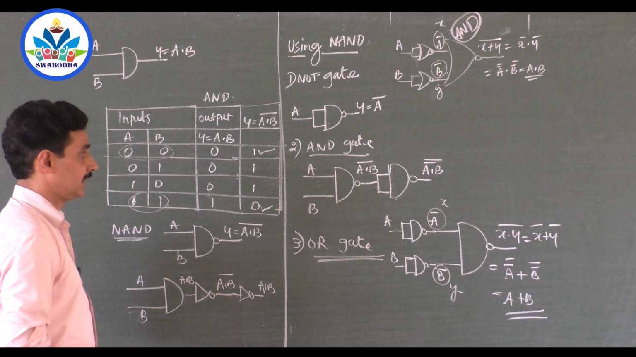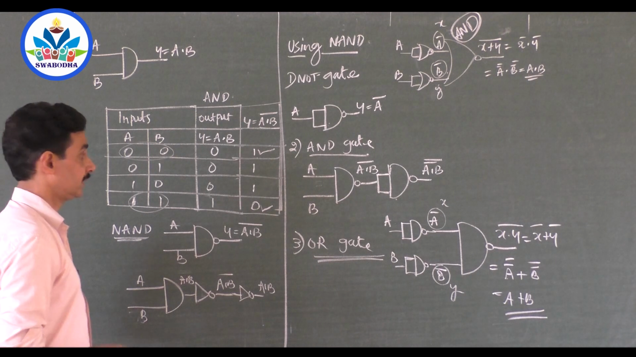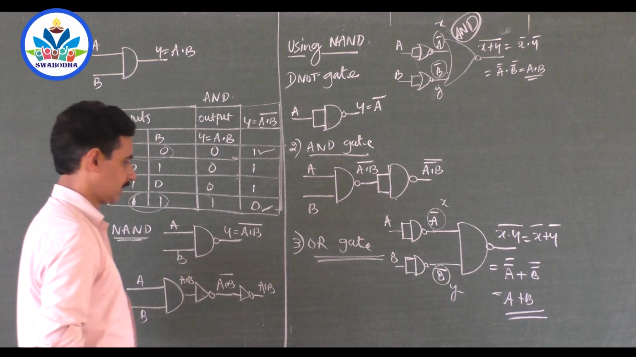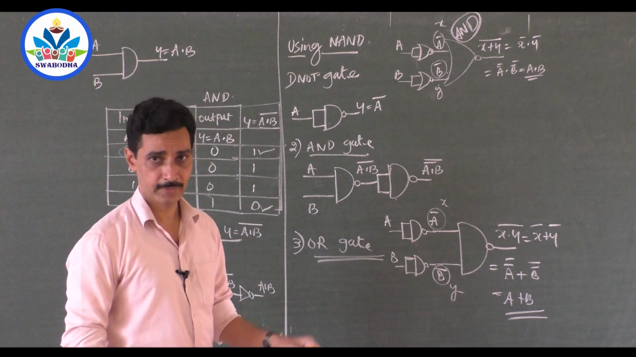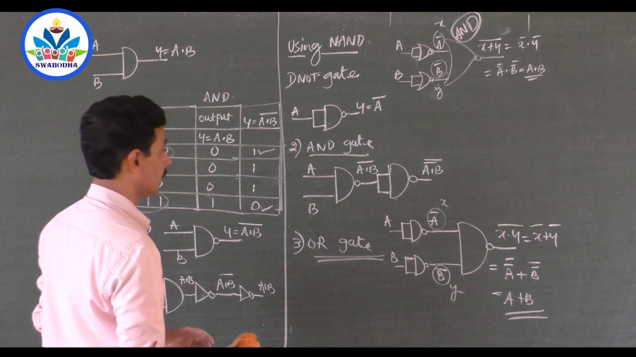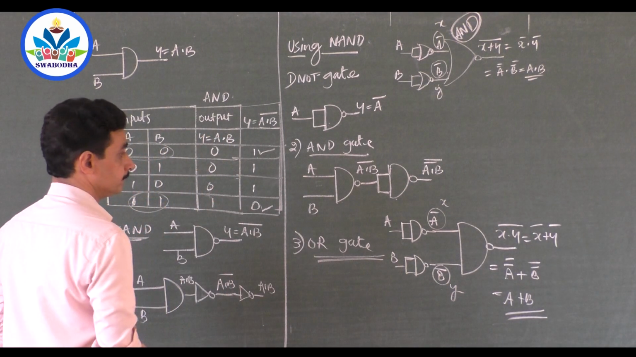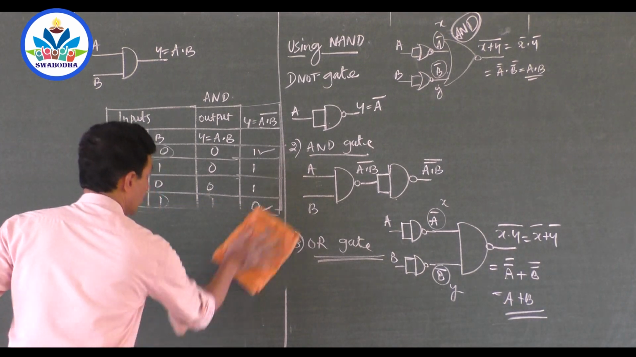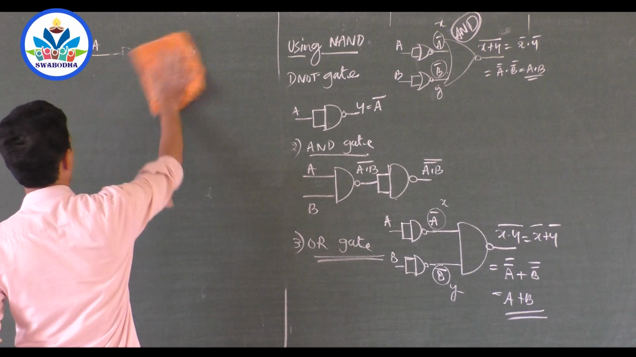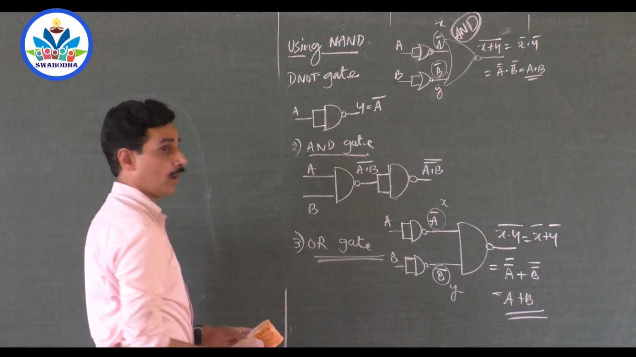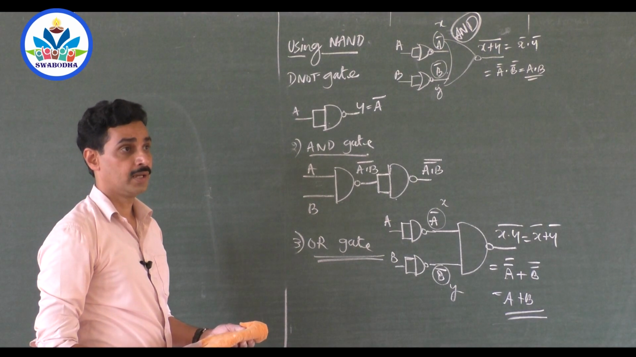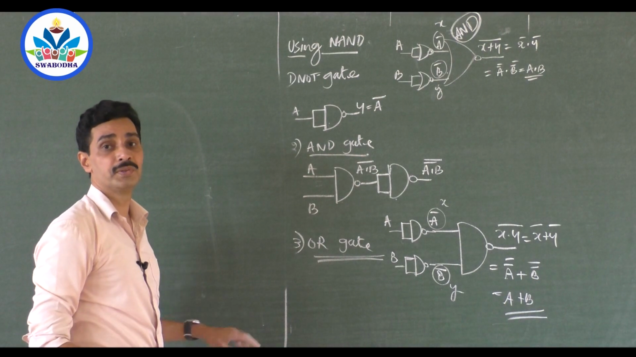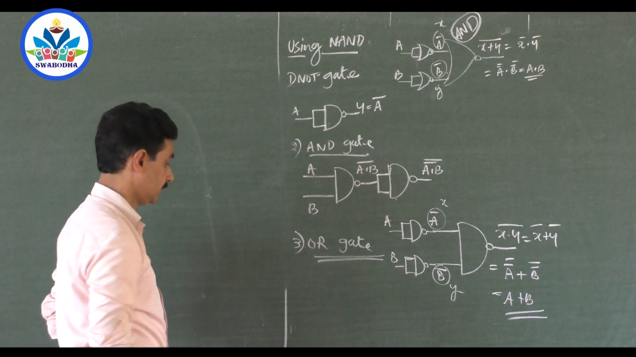One gate is left, that is XOR gate, and with that I think we can finish. Yeah, XOR gate. What is XOR gate? That is a different type of logic gate. XOR gate is a logic gate which gives output 1 when the inputs are different, and output 0 when the inputs are same, right?